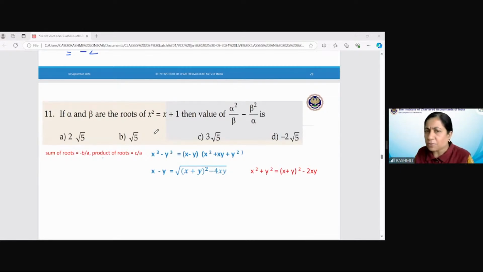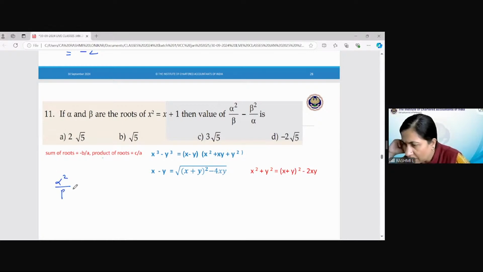Again, with this type of sums, what will happen is, these are lengthy sums. I'm just going to tell you how to do it. If in the end we have the time, I will show it to you. I will just tell you the method, because if I try to solve this, this is alpha square upon beta minus beta square upon alpha.